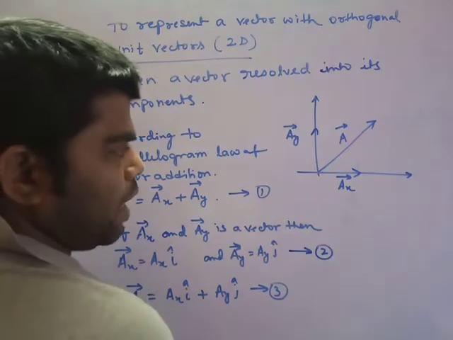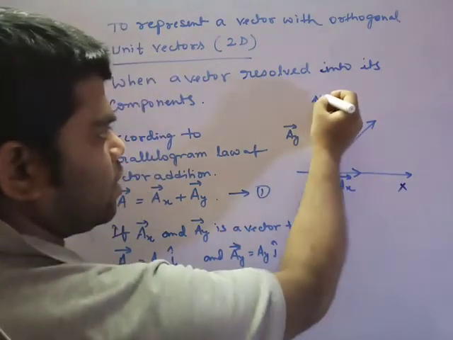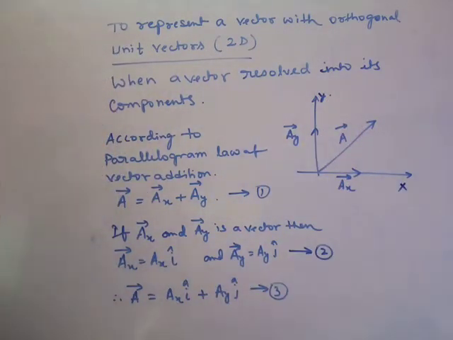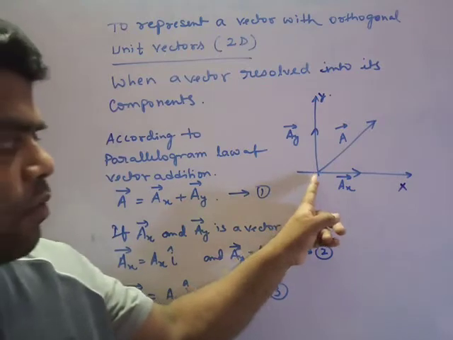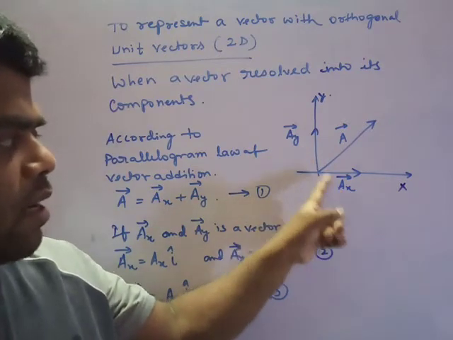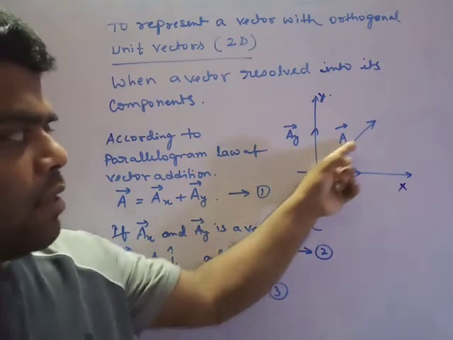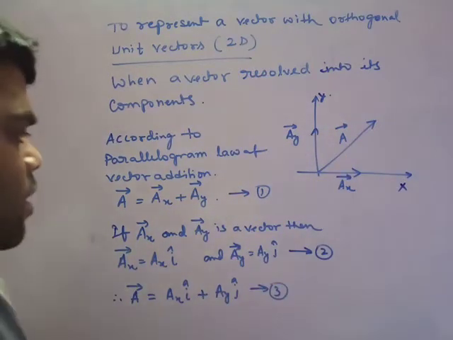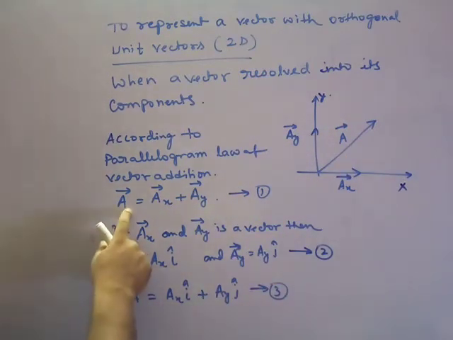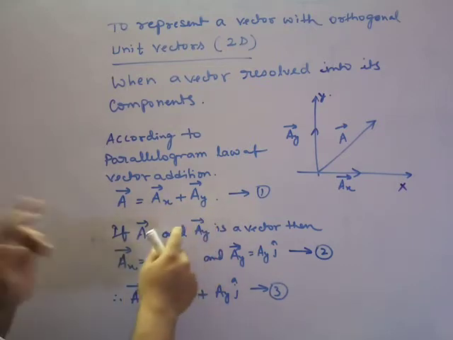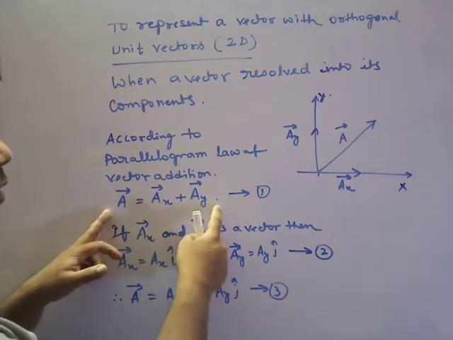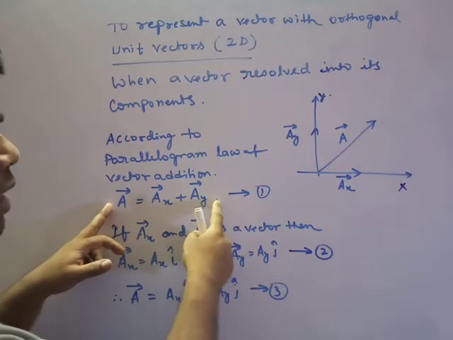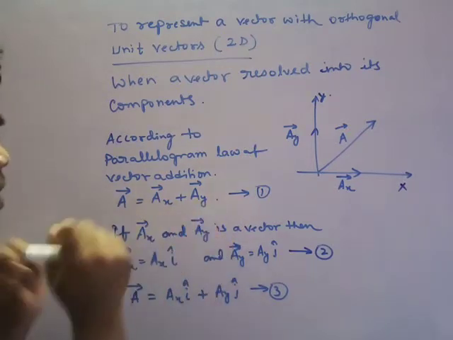Ax is toward the x-axis, is it right? And ay is toward the y-axis, which I have written here. Now, according to the law of parallelogram, we know that both vectors start from a common point, and A is a diagonal of the parallelogram, then we can say the resultant A is equal to ax plus ay. According to the law of addition, we have written this.